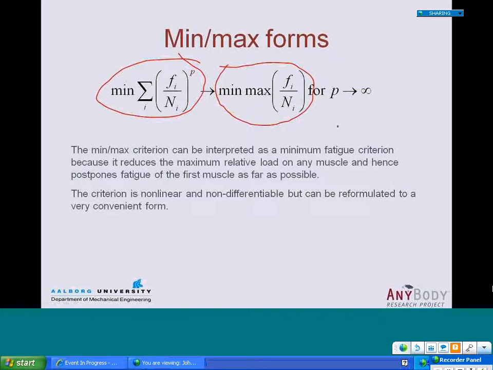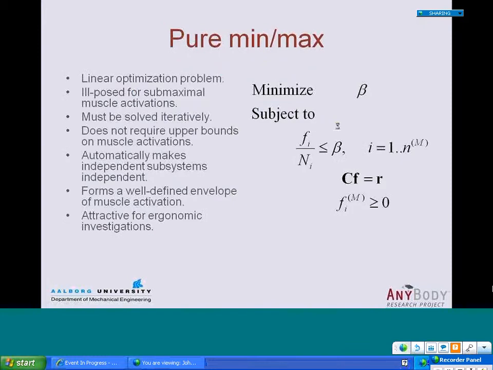And this is an interesting criterion from a physiological point of view, because it can be interpreted as a minimum fatigue criterion. It's not possible to solve it in its pure form like this, but fortunately there is a mathematical way of reformulating the criterion so that it becomes very easy to solve. This gives us a new criterion in AnyBody, which we call the pure min-max, or min-max strict.